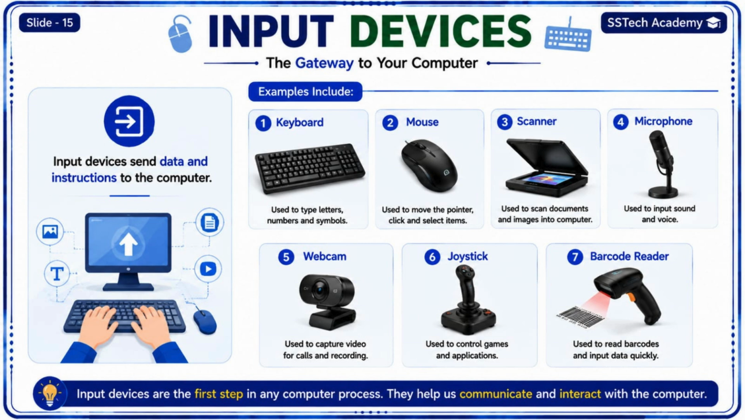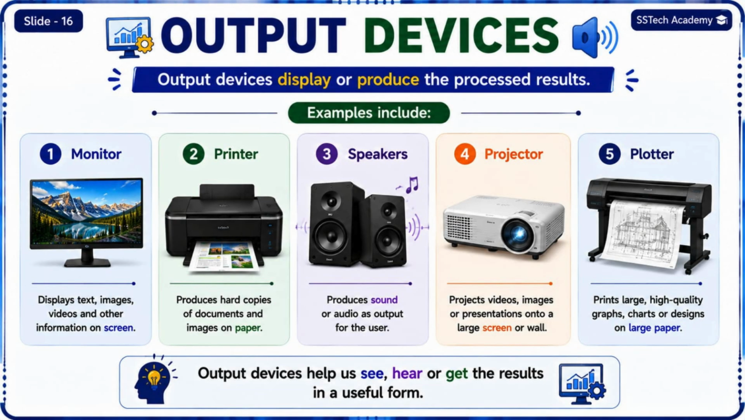So, remember, input devices are the first step in the computer process because they help us communicate and interact with the computer. After processing the data, the computer gives us results through output devices. Output devices display or produce the processed information.